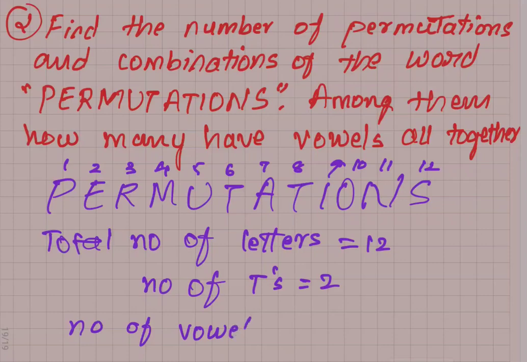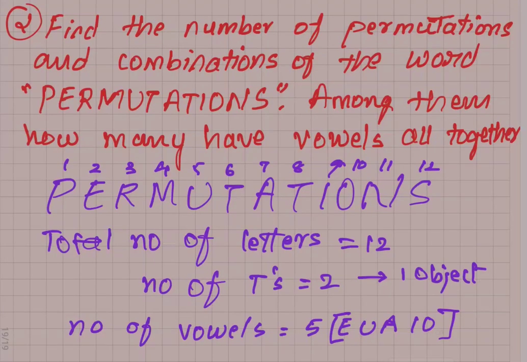vowels, which are A, E, I, O, U. In this, all 5 vowels are present: E, U, A, I, O. So all 5 vowels are present. Here what we should do is consider all 5 vowels as one object. We will not consider this 5 and this 2, we will consider it just 1 and 1.